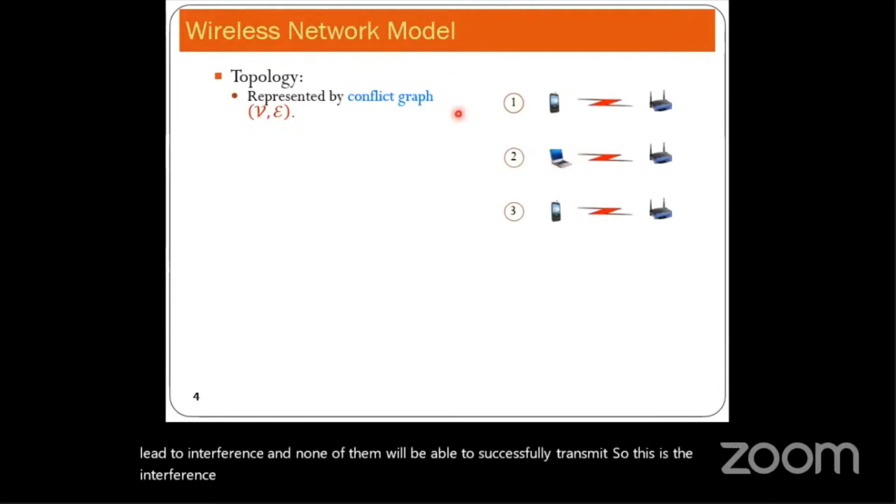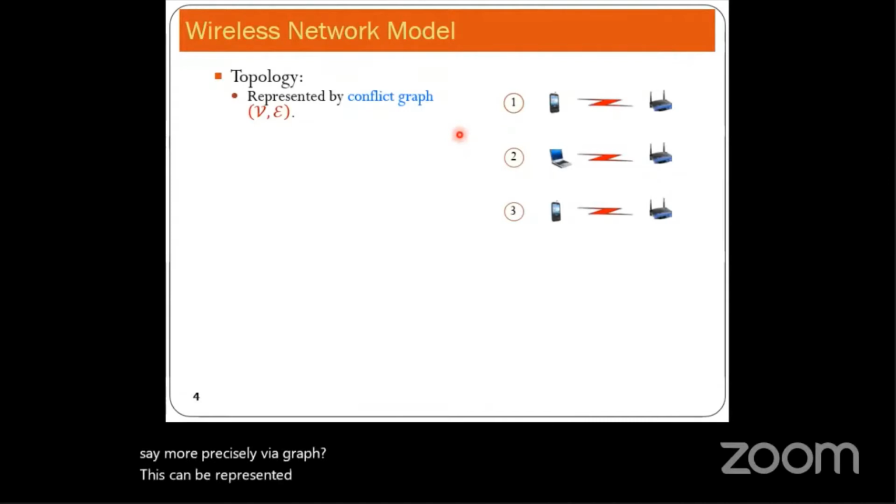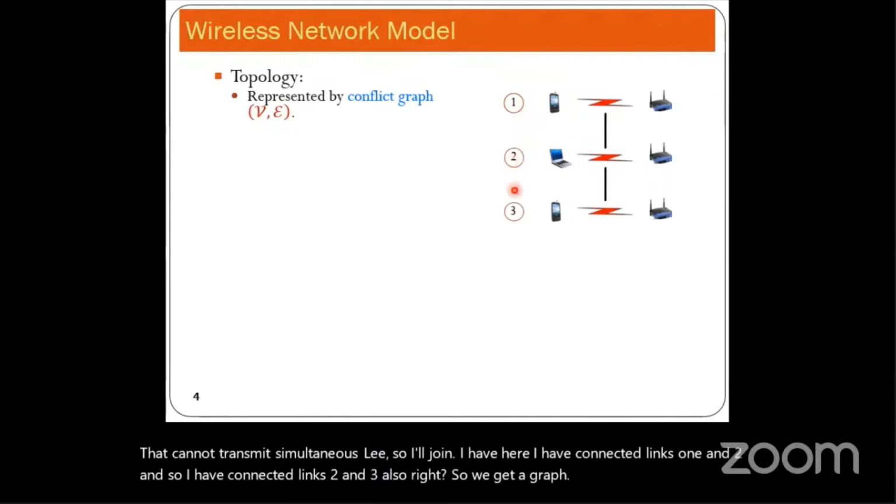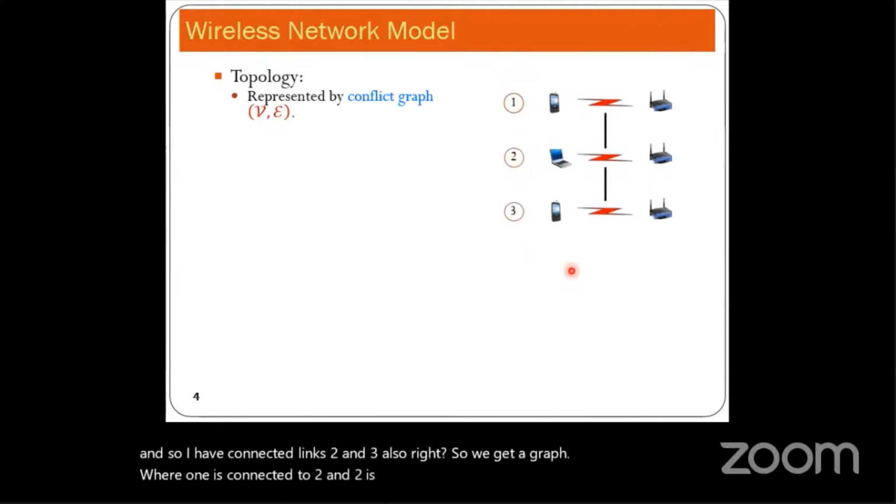Now, how do I represent this interference constraint mathematically, or more precisely via a graph? This can be represented by a conflict graph. For instance, I'll join any 2 links that cannot transmit simultaneously. So I have connected links 1 and 2, and I have connected links 2 and 3 also. So we get a graph where 1 is connected to 2 and 2 is connected to 3. This graph is what we call the conflict graph for the network that we have.